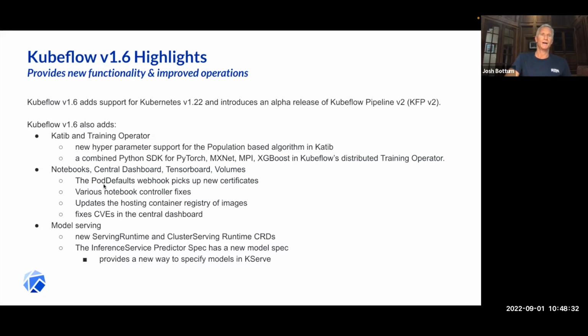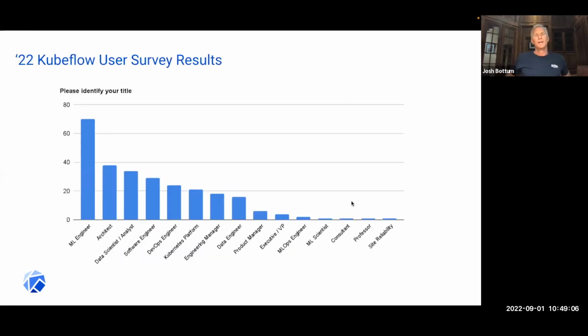You've got the pod default webhook that picks up the new certificates. I know folks have been working on that, and various notebook controller fixes, including some CVEs and updates to the container registry image hosting. And then new ServingRuntime and ClusterServingRuntime CRDs in KServe, as well as an inference server predict spec that has a new model spec. And this provides a new way to specify models in KServe. You'll get a lot more details on that in a few minutes.